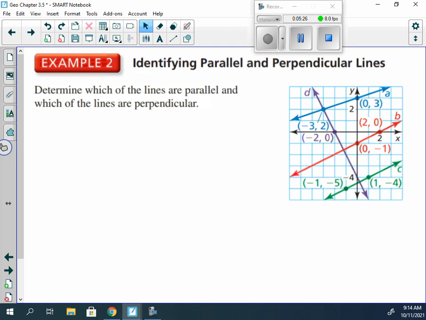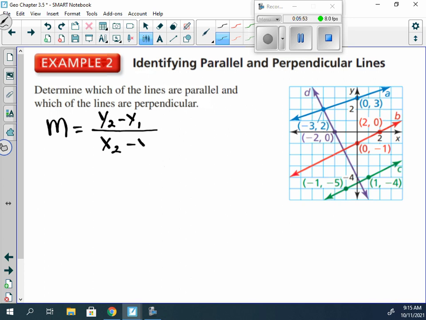So we look at this here. Determine which lines are parallel and which lines are perpendicular. If the slopes are the same, then they're going to be parallel. If the slopes are opposite reciprocals, we change and flip it, then they're going to be perpendicular. Well, the first thing we need to do is just to find the slope. And our slope formula is y2 minus y1 over x2 minus x1. It's just the equation for slope.